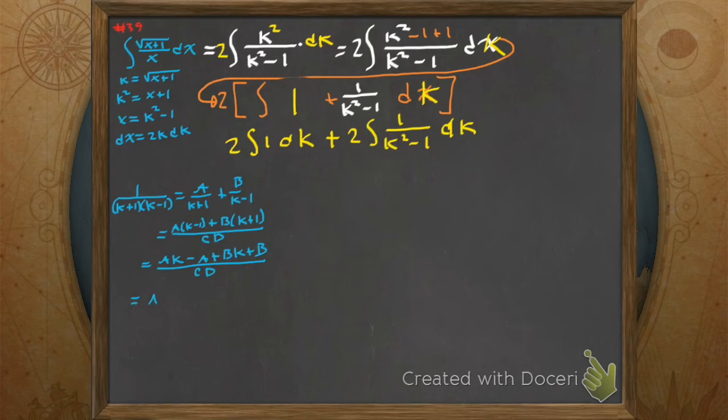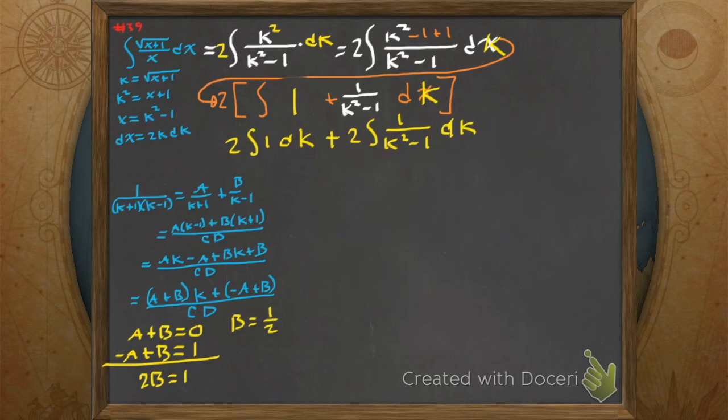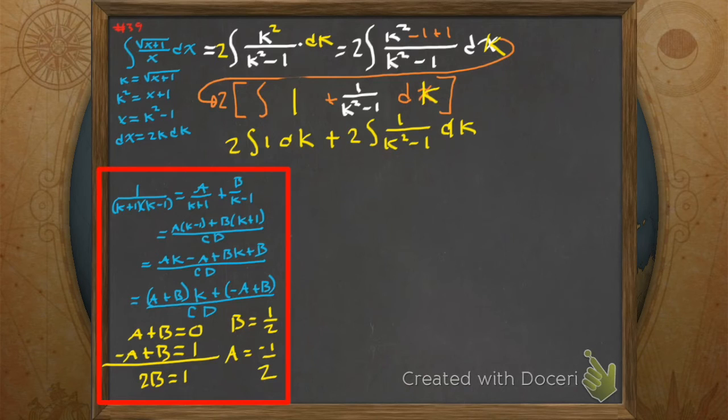Now I'm gathering like terms. Okay, I gathered my k's and my constants, so what? Since those two fractions are equal, then the coefficients need to be equal since our original fraction didn't have a k term. A plus B is equal to 0, and then minus A plus B is equal to 1. Fun. Little bit of algebra, and B turns out to be a half and A turns out to be a minus 1/2. That was just all over on the side.